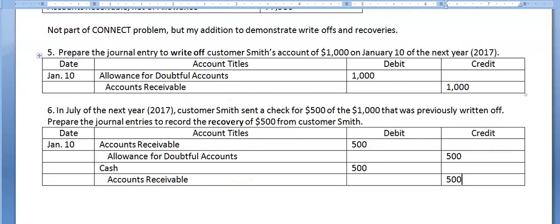There we go. So we've done our entries for our year-end adjusting entry under both methods of estimating bad debt expense, percentage of credit sales and the aging method. We've also shown you how to write off a bad debt and to record a recovery.